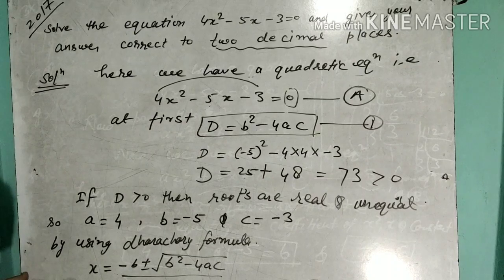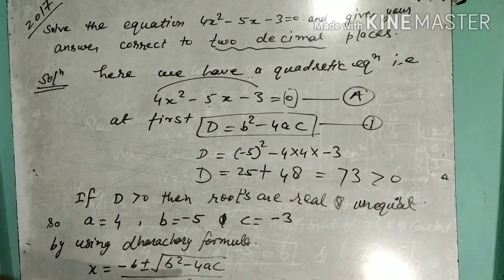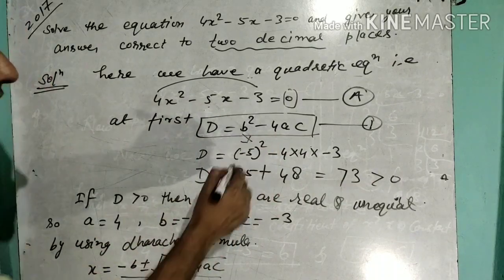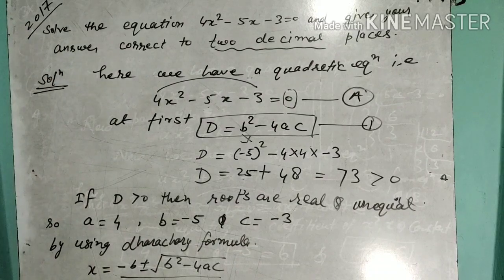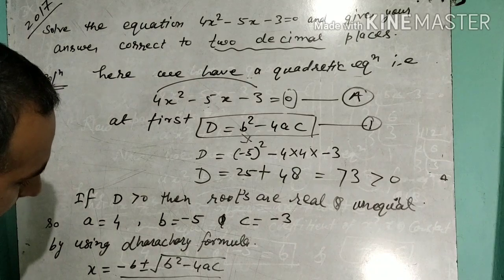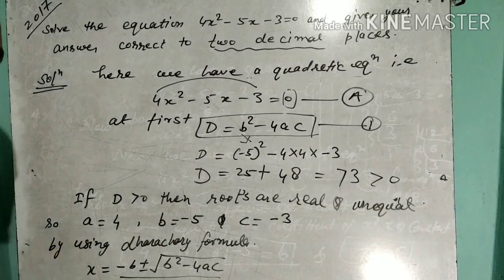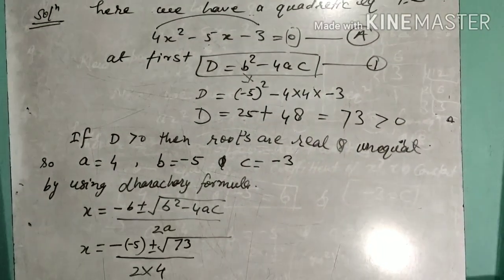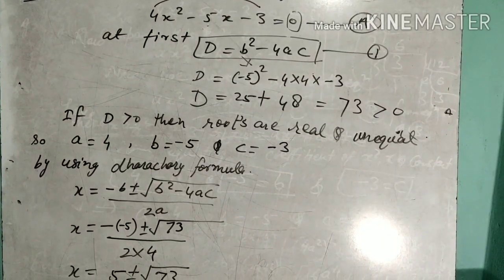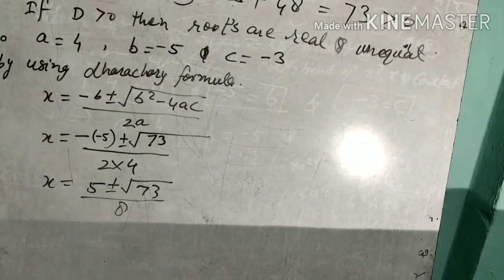So x is minus, what is the value of b? B is minus 5, plus minus under root, and b square minus 4ac we have already determined, so it is useful. This is 73, upon 2 into a for 4. So students, this becomes minus multiplied by minus 5, which is plus 5, plus minus under root 73 upon 8. Let me check if my camera is covering it. Oh, it is not covering, so you can write now. Is it clear? It's 5 plus minus root 73 upon 8. Write down.